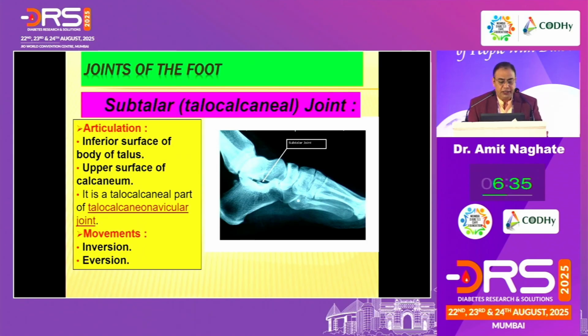This is the main joint, called the subtalar joint or talocalcaneal joint. Inversion and eversion are the movements which occur at that joint. If the joint collapses, the foot is not going to work. So we need to protect this joint.